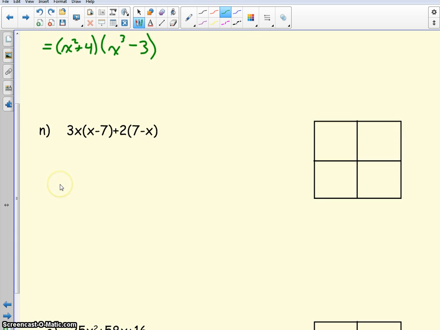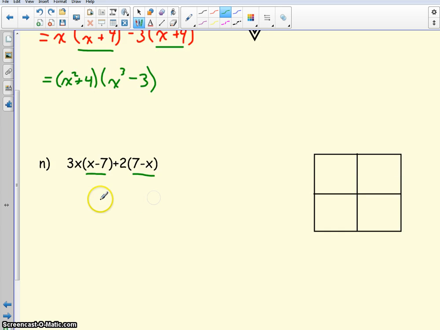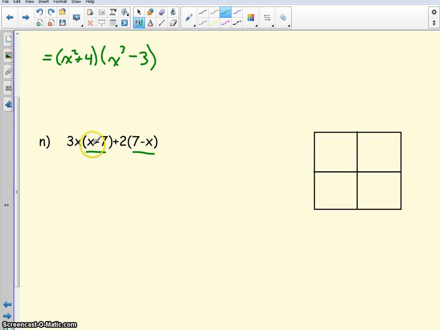Okay, down here in n, it looks like something that's like this step right here in the previous grouping. However, one slight difference. Here we have x minus 7, here we have 7 minus x. Those are not quite the same, because here the x is positive, here the x is negative. First one, the 7 is negative, here the 7 is positive. We're going to do a little bit of manipulation here to try and get those to be the same. So I'm going to leave this as 3x times x minus 7. Okay, and just rewrite this second bracket as negative x plus 7.